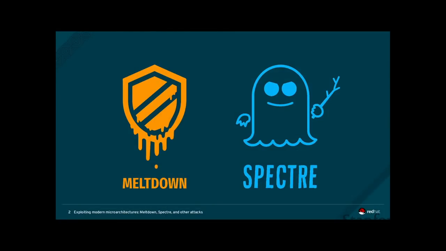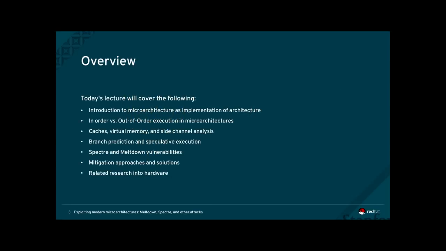So we're going to talk about Meltdown and Spectre. There's the graphic that we have to use. So you guys have seen that. Shall we continue? So we'll cover the difference between architecture and microarchitecture. We'll talk about in-order and out-of-order execution. We will layer on top of that and talk about speculation and how that works.